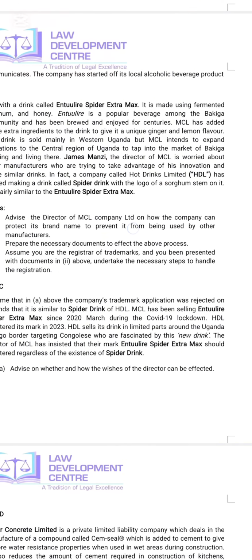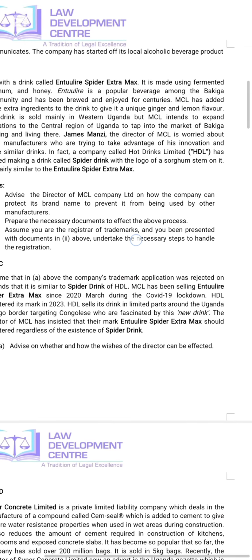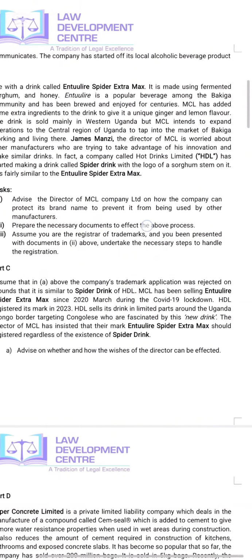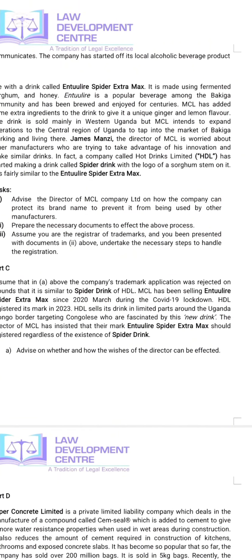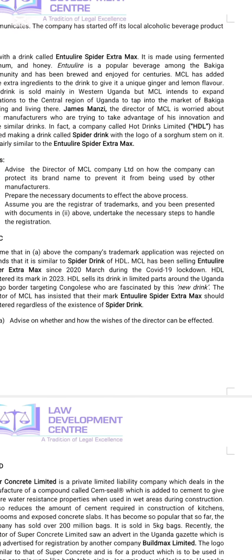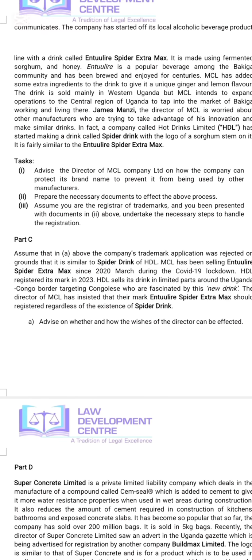It is made using fermented sorghum and honey. Inturire is a popular beverage among the Bachiga community and has been brewed and enjoyed for centuries. MCL has added some extra ingredients to the drink to give it a unique ginger and lemon flavor. The drink is sold mainly in western Uganda, but MCL intends to expand operations to the central region of Uganda to tap into the market of Bachiga working and living there.